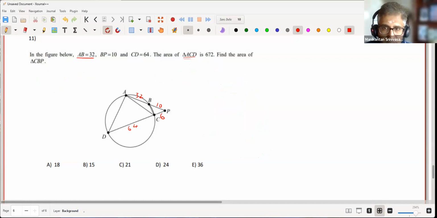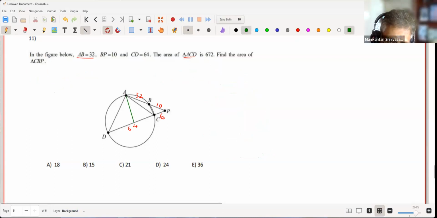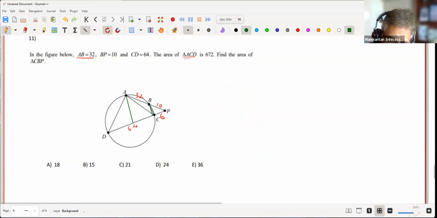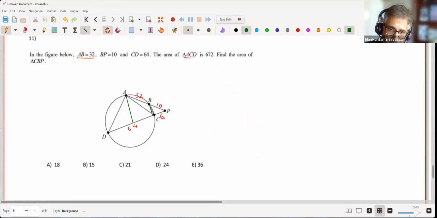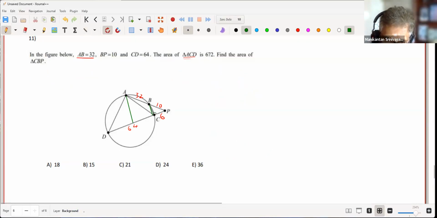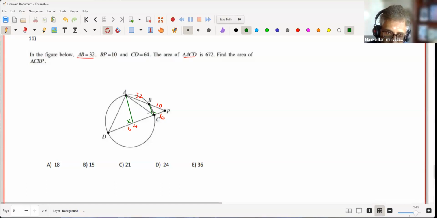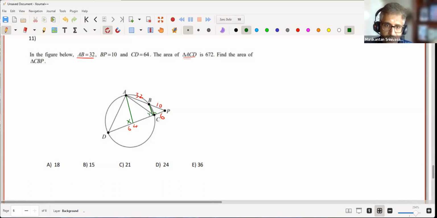Okay, so let's draw an altitude from A to CD. So let's draw this altitude. And also let's draw an altitude from B to CP, even though it falls slightly outside. As you can see, the angle C is obtuse. Therefore, this is falling slightly outside. Let's call the foot of this X and this foot Y, the place where the altitude falls.